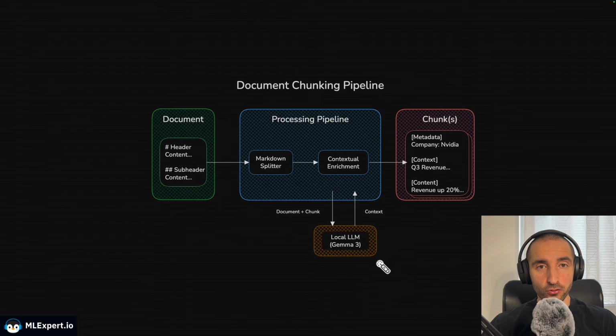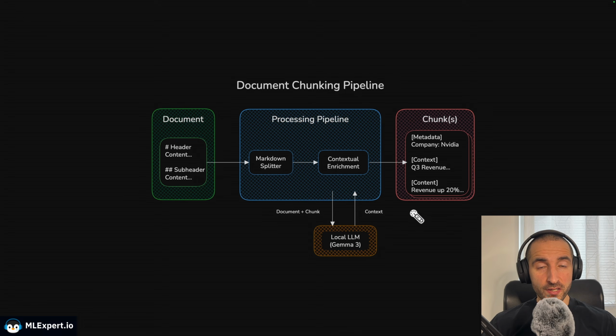In our case, this is going to be a Gemma 3 model, which will add additional information to each chunk. So when we're doing the retrieval part of our RAG applications, we're going to be having a bit more context for each individual chunk. And then at the output, we're going to be getting a list of chunks that we're going to be able to then store for further ingestion and retrieval in the next tutorials.